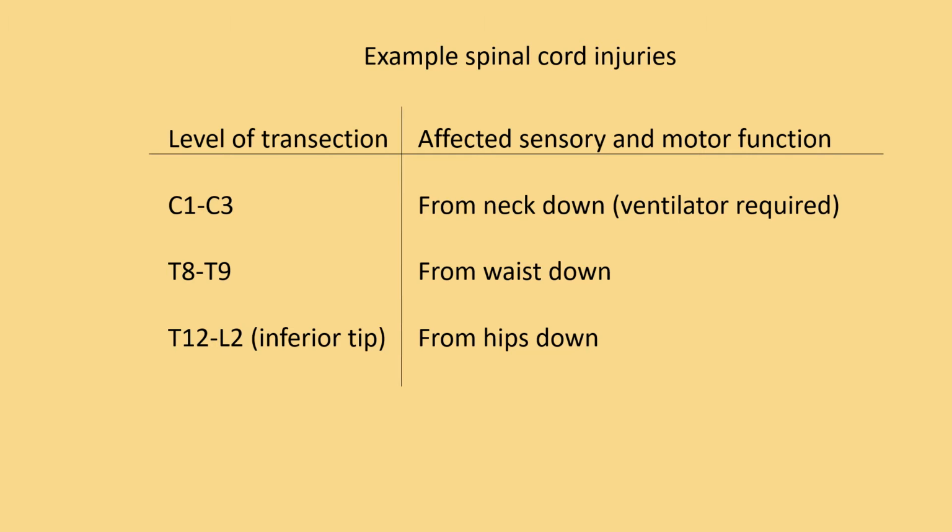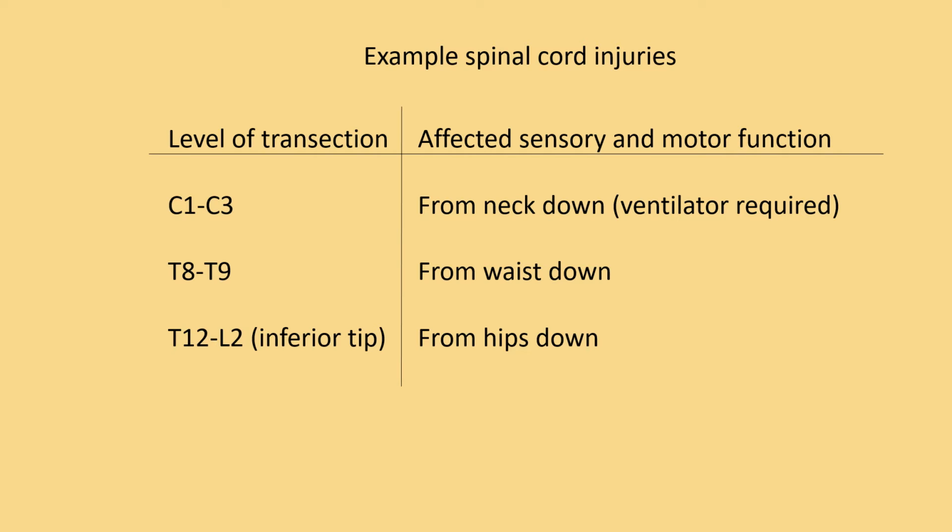Here are 3 examples of spinal cord injury identified by the level of transection. So if this transection occurs high in the cervical region of the vertebral column, sensory and motor function will be affected from the neck down, and the person will require a ventilator. That motor output sent to the diaphragm to cause pulmonary ventilation can no longer travel to the diaphragm, and so a ventilator is required to ensure that the person continues to breathe.